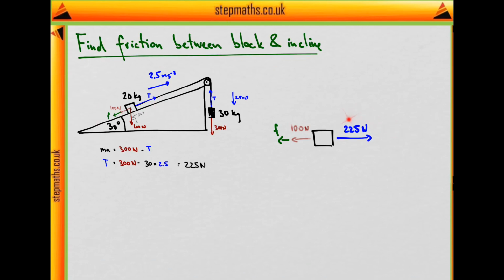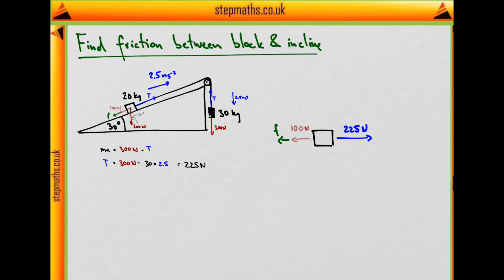Now when we look at the white box alone, we see that there are three forces acting on it. Tension 225 to the right, there's a projection of gravity pulling downwards, or to the left in this diagram, 100 newtons, and the force F, which we are trying to find. One other thing we know is that this whole box will have to move to the right with this acceleration.